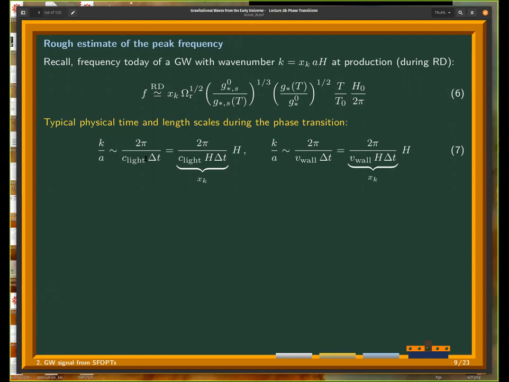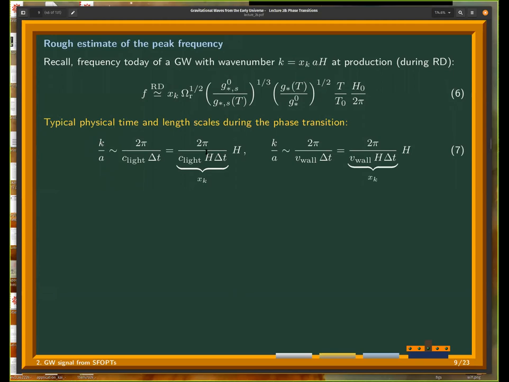And then if, for instance, we are in the case of a runaway phase transition where the bubble walls move at the speed of light, I will just put the speed of light down here. So in this way, I get from the typical time scale to a typical wave number. And if you remember how this X was defined, we have to relate the physical wave number to the Hubble rate at the time of production. So I just multiply by H and divide by H. And then the prefactor here is XK.